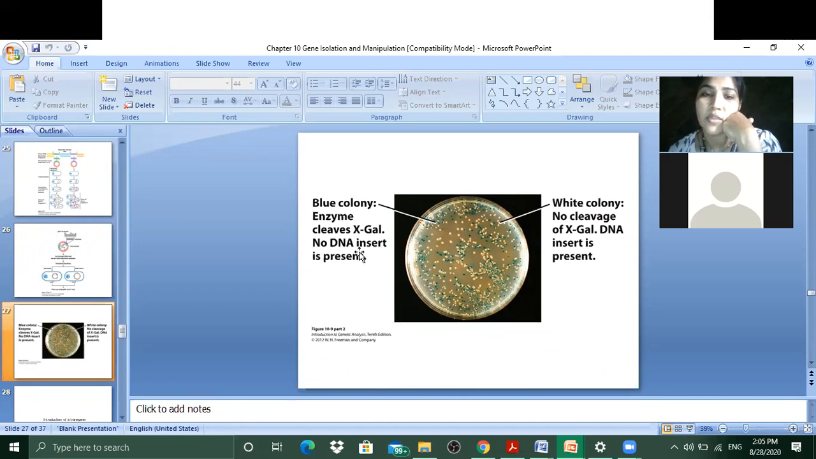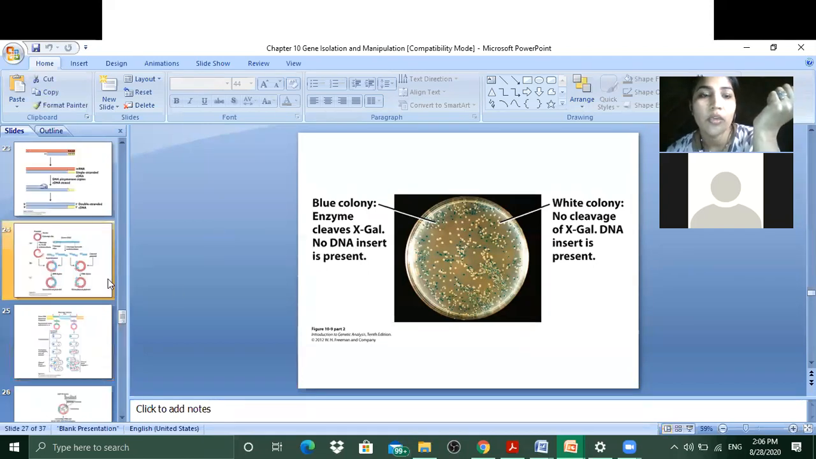The blue colonies are the ones which have no DNA insert because they cleave the X-gal that we'll be adding, whereas the white colonies do not cleave the X-gal. X-gal is a chemical which reacts with the product released once the DNA is recombinant and making a few enzymes through the process of replication, transcription or something like that. So the white colonies are the ones where the DNA is present. We are hoping we get this kind of result when we do this experiment next year.